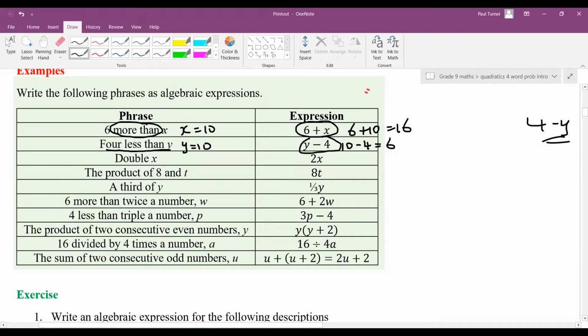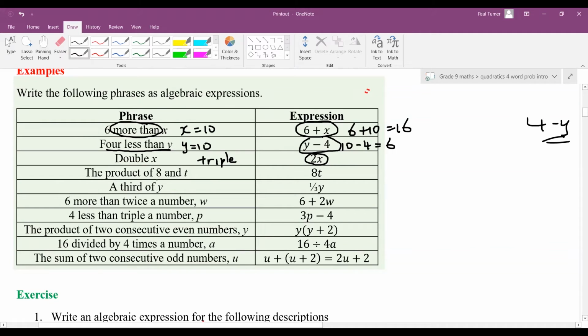Double x, well, if you double a number, you multiply by 2, don't you? So double means times 2. Triple would be like times 3, triple. Quadruple would be times 4, quadruple.